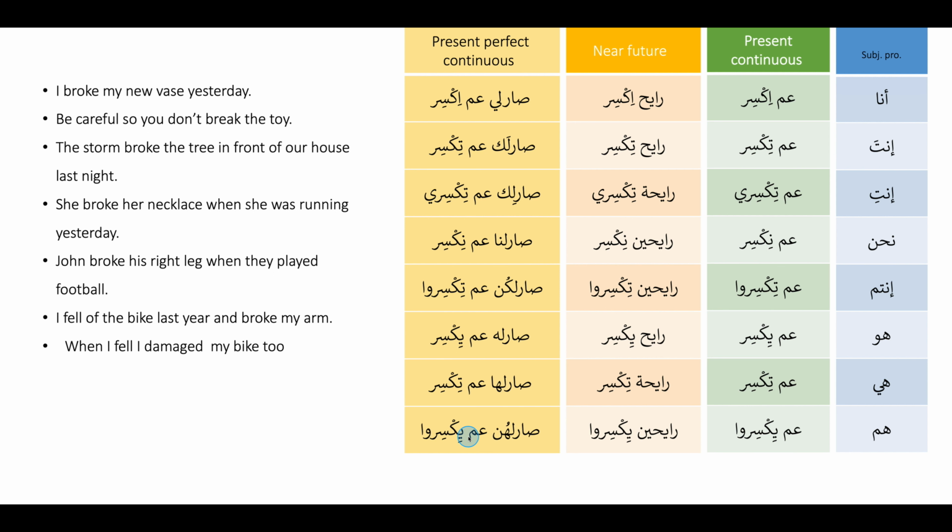So this is, again, absolutely up to you, which you could form. But then the combination then becomes the present perfect continuous. On the far right, we've got the subject pronouns. As you see, I have kept the subject pronouns as we write them in Modern Standard Arabic.